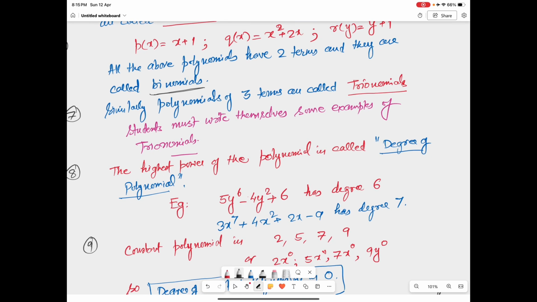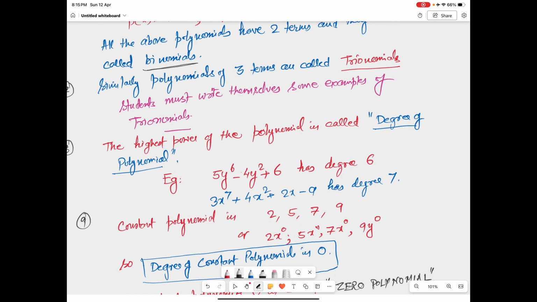Now, the last and most important point about the polynomial is the degree of a polynomial. If there is a polynomial such as 5y to the power 6, 4y to the power 2 plus 6, the exponent of the highest term is called the degree of the polynomial. In this case, the exponent of the highest term is 6.